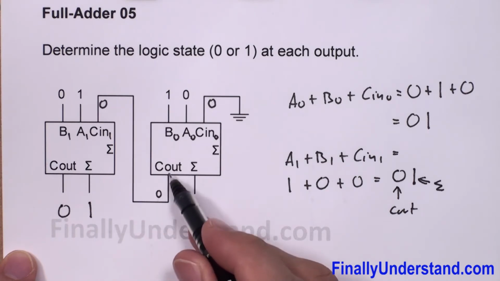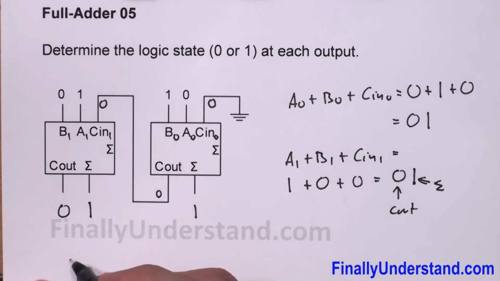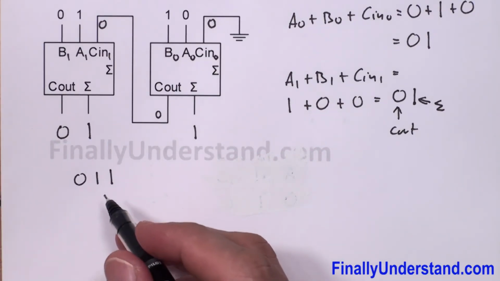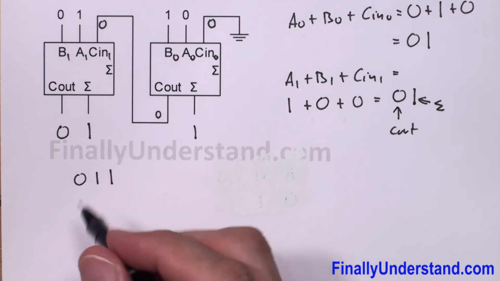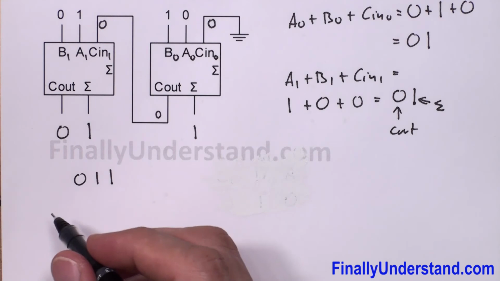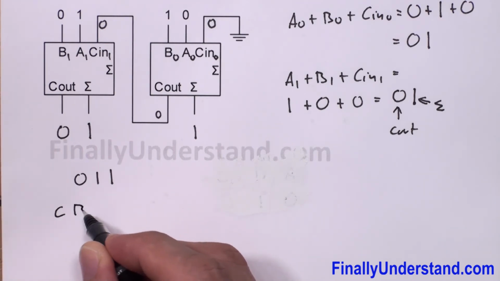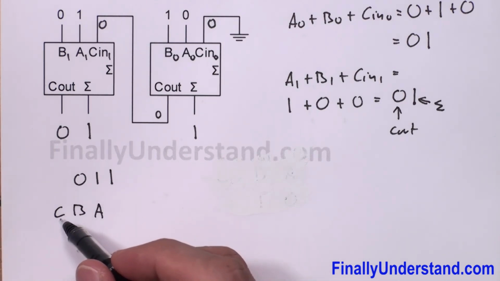We don't look at this carry out, because this carry out is used to make the connection with the other adder. So my final answer is 0, 1, 1, and this is nothing else but binary 3. Now let's prove that our answer is correct. So let me just write the order in which we are going to perform the addition. Most of the time I use the order C, B, A, where A represents the least significant bit and C represents the most significant bit.